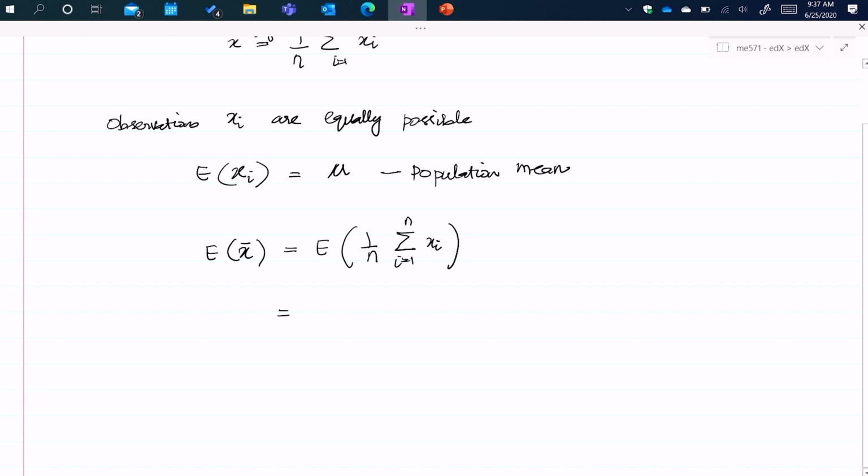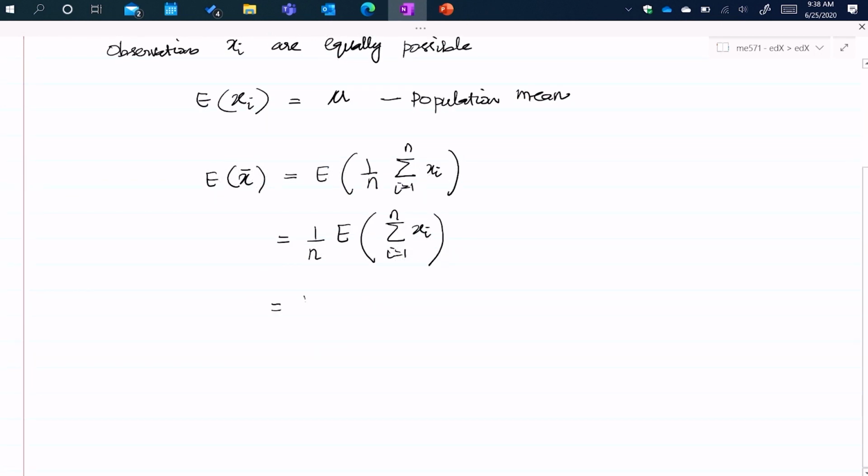And we know from the definition of expected value that the expectation of a sum is the sum of expectations, and the expected value of a constant times a random quantity is equal to the constant times the expected value of the random quantity. So I'm going to write this as 1 over n, and I'm going to do one step at a time: 1 over n times the expected value of the summation, i going from 1 to n of xi.